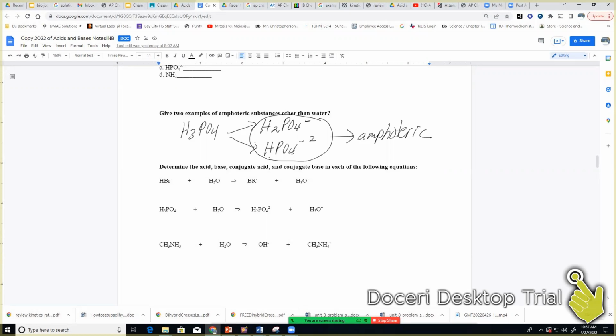All right, why don't y'all try those last three, just like we did on the front, label acid and base as the reactants and the conjugates as the products. And you can just use A, B, CB and CA. You can use it on the quiz too.